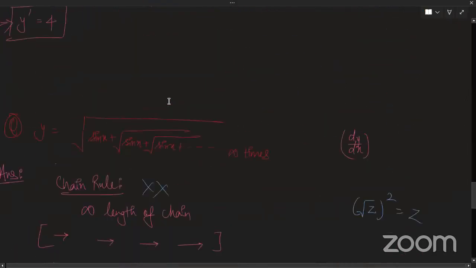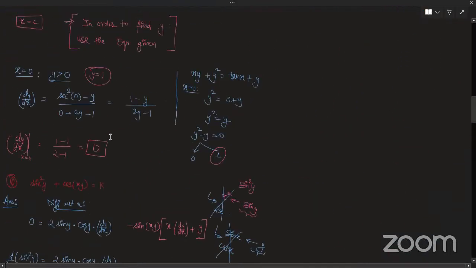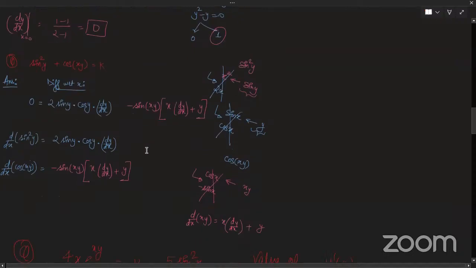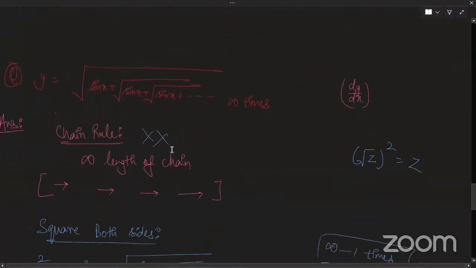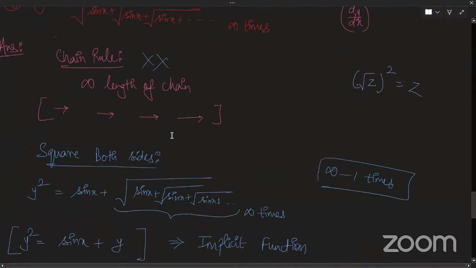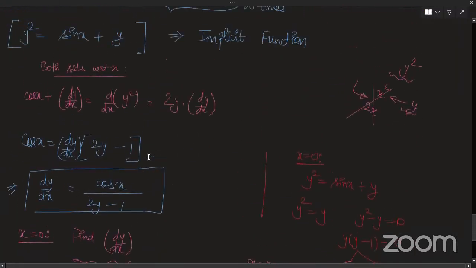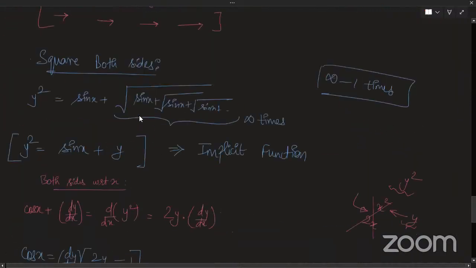No, that was for the previous question, not this question. Yes, sir. That was given to you in the previous question. In that question, it was given to you that y is greater than 0. Not in this question. Okay? In this question, I had mentioned nowhere that y is greater than 0.